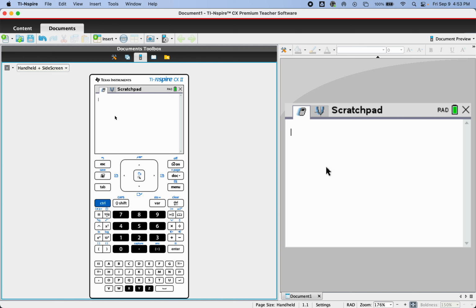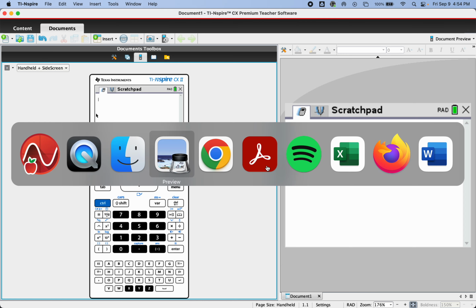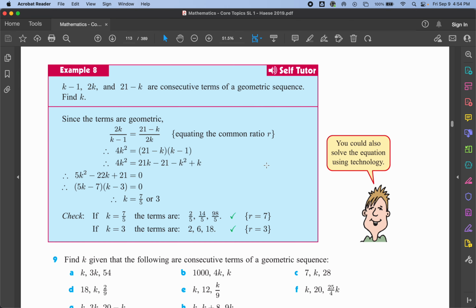In this video, we're going to talk about how to use the calculator, the Nspire CX or CX2, to find roots of really any polynomial, but specific to this video, quadratic. Okay, so just to give some context to the problem that we'll be looking at.